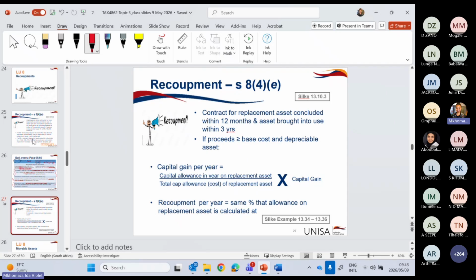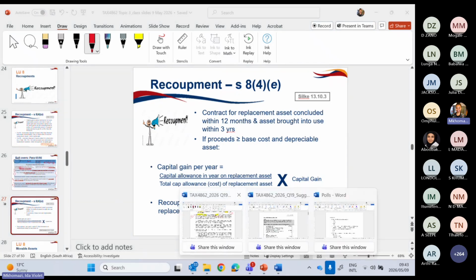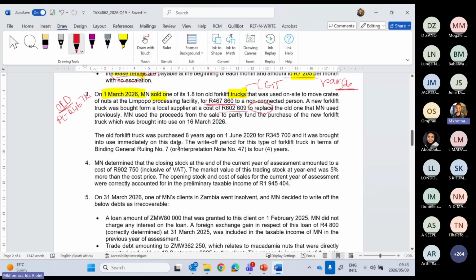So basically, what paragraph 65 and 66 says is that let's not take the full recoupment or the whole capital gain, but let's defer it and put it in piecemeal over the period. And that is why one of the requirements is that the proceeds must be more than the base cost. Because if you have a capital loss, then you wouldn't want to delay a deduction, but you would rather want to delay an inclusion in your taxable income.